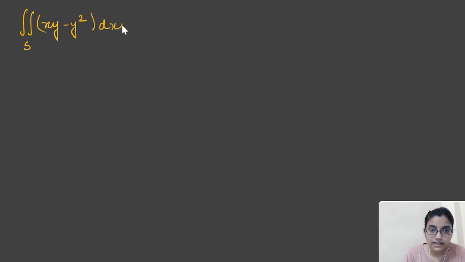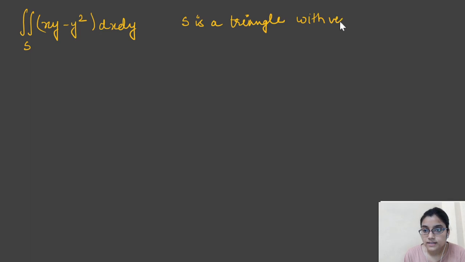So let's go to another question, and it says that we have to find this integral. This is xy minus y square, dx dy, where S is a triangle with vertices 0 0, 10 1, and 1 1.